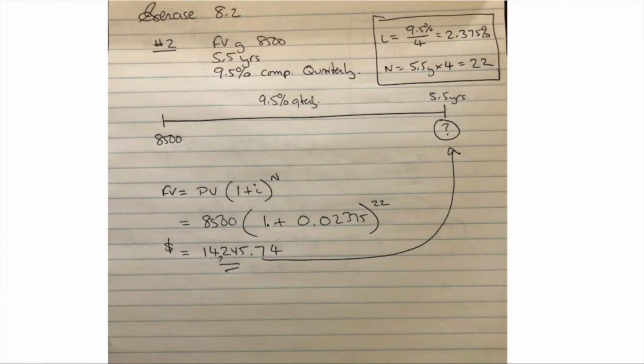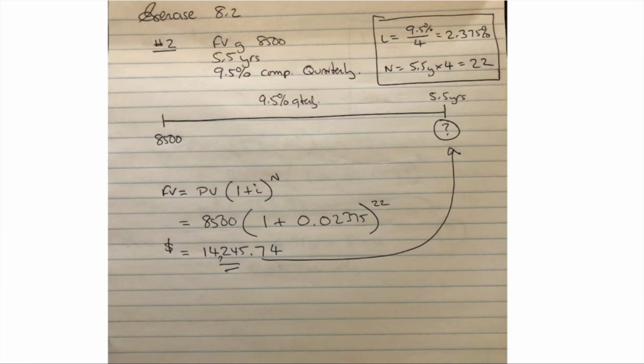Well, that's easily done. That's 1.02375 to the power of 22. So is that the XY key on a calculator or a little caret on the computer? And that will work this part out, the part that's in the brackets first. Then you multiply that by the 8,500, and that will come to 14,245.74. So effectively what we're saying here is that if we put $8,500 in the bank, it earned 9.5% compounding quarterly, and you left it there for 5.5 years, it would come up to a total of $14,245.74.